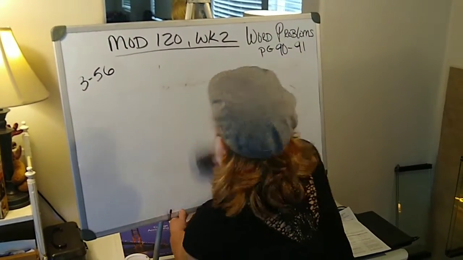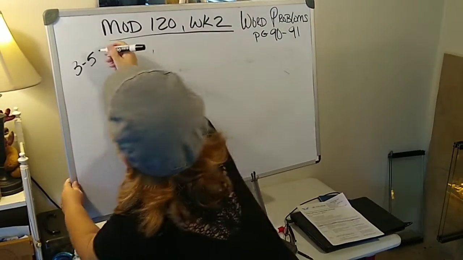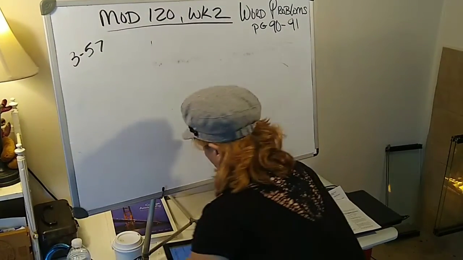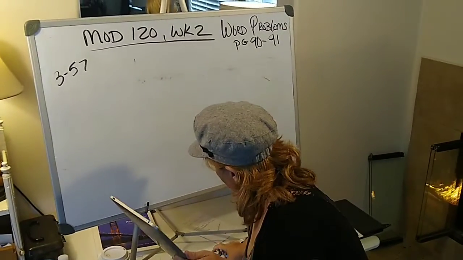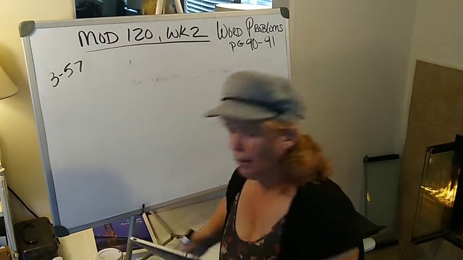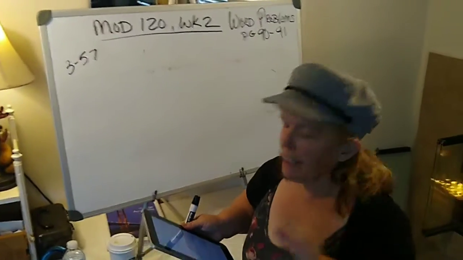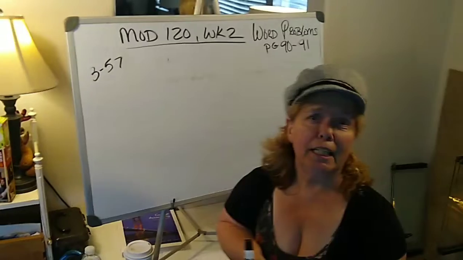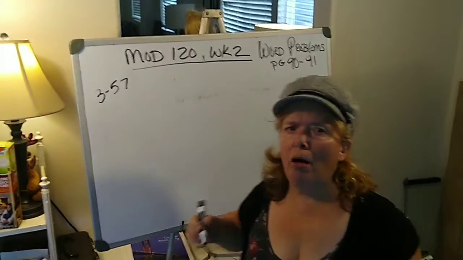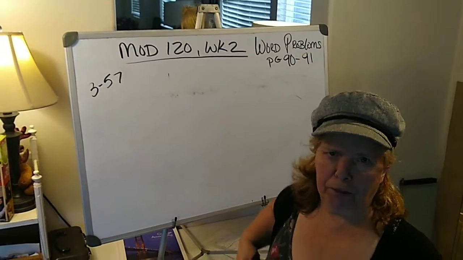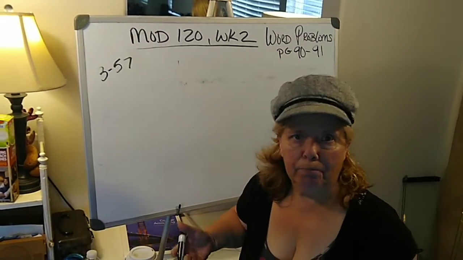Still on page 91. We're going to do 3-57. 3-57 is about the Social Security Administration. Now this question looks more complicated than it is. So be aware of that. Word questions often look more complicated than they are. So don't be afraid of them. Just determine what information you need.